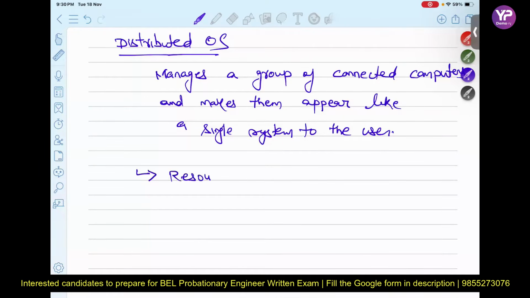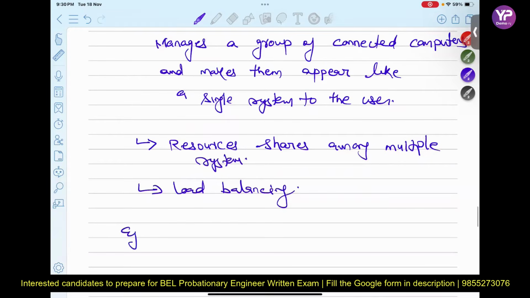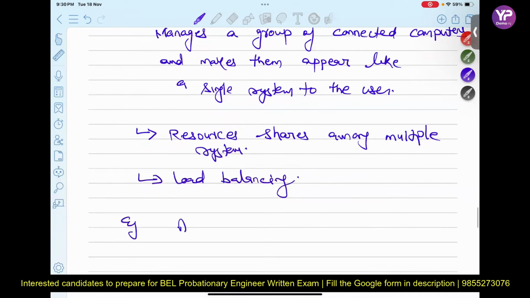That means resources are shared among multiple systems, mainly used for load balancing. Yeah, or it has the feature of load balancing. Right? Examples are AWS or Microsoft Azure OS layer.